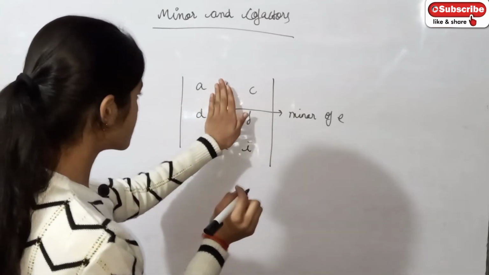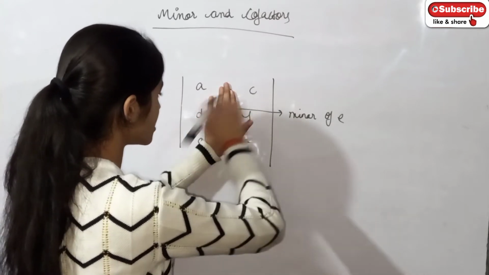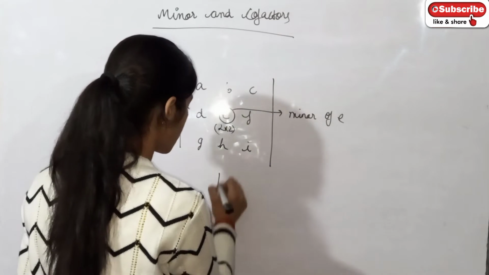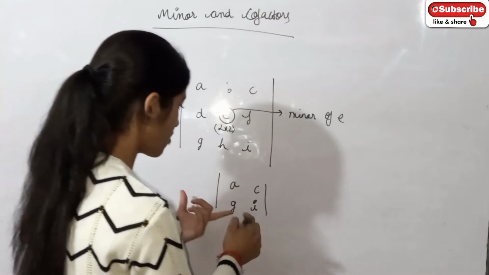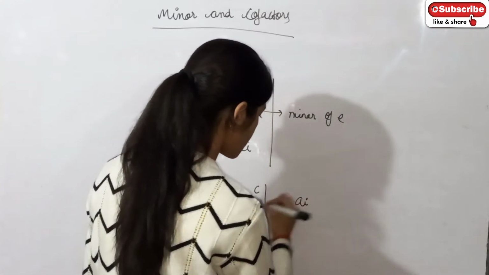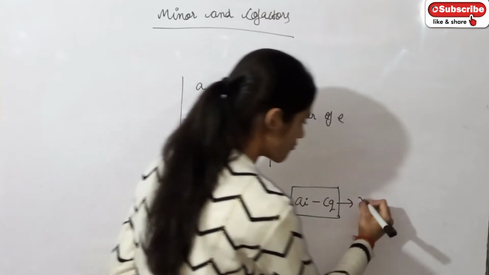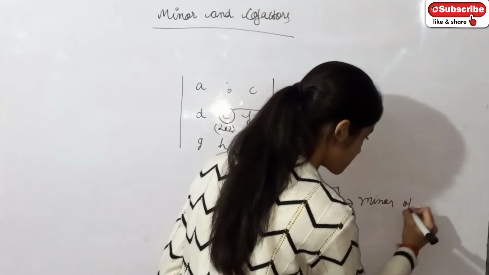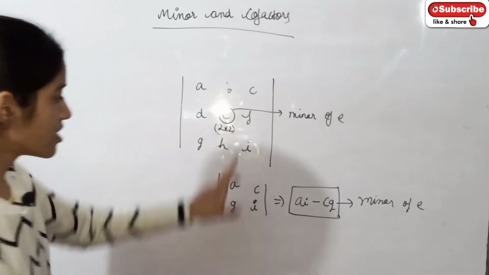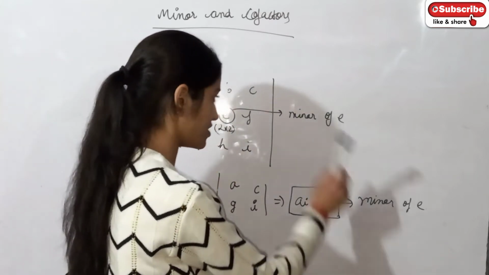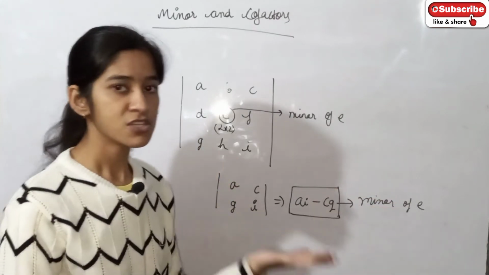So hide that ith row and jth column. What we get is the matrix a, c; g, i. Solve this determinant and we get ai minus cg. This is the value of the minor of e. That means deleting that row and that column, we get a determinant, and solving it we get the minor of e. Here the variables are given, but with numbers we can easily find the minor of e. So this is the minor.